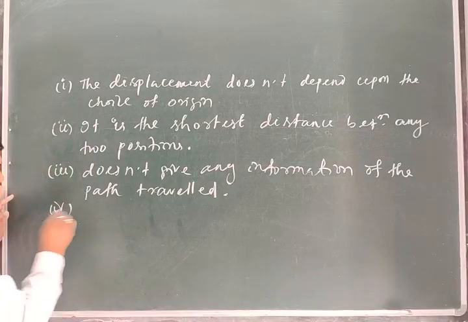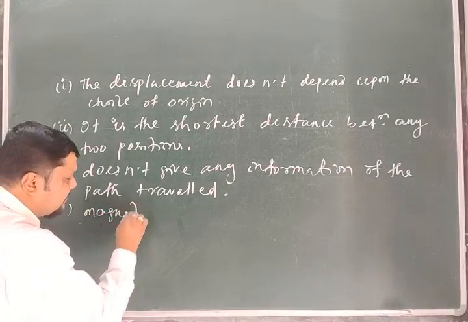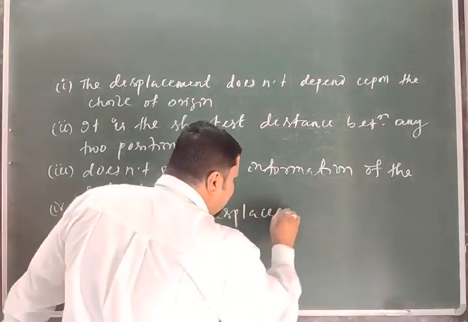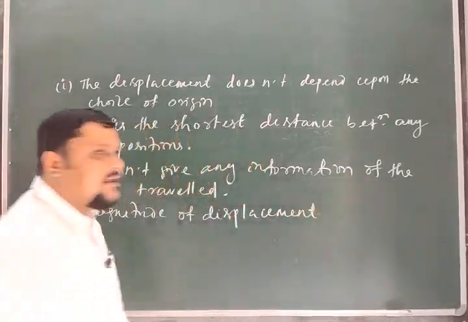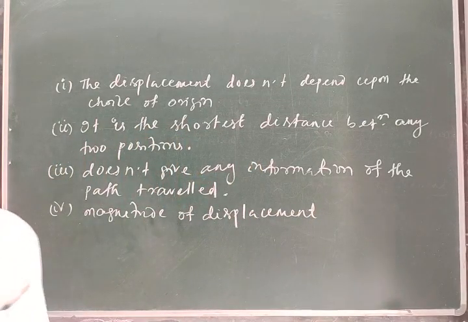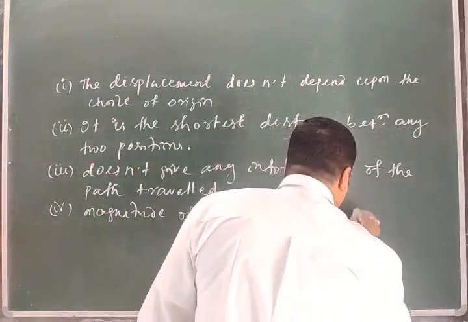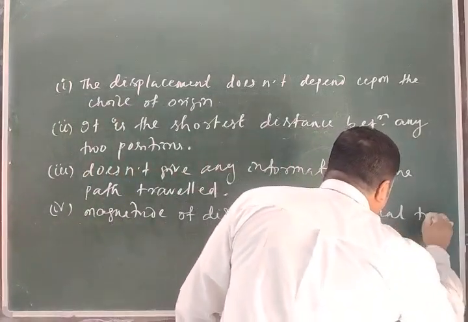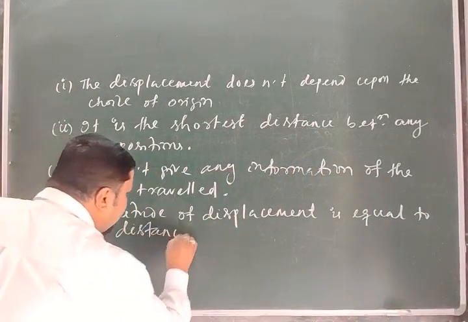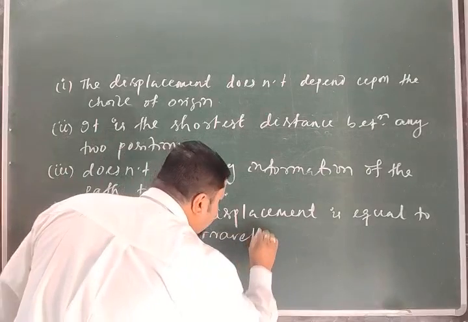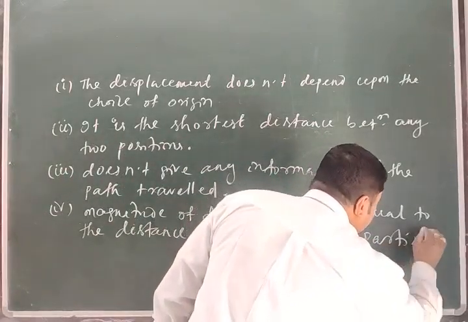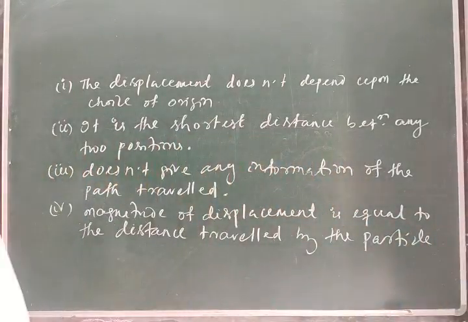The magnitude of displacement, because it is a vector quantity. The magnitude of the displacement of a particle is equal to the distance traveled by the particle.